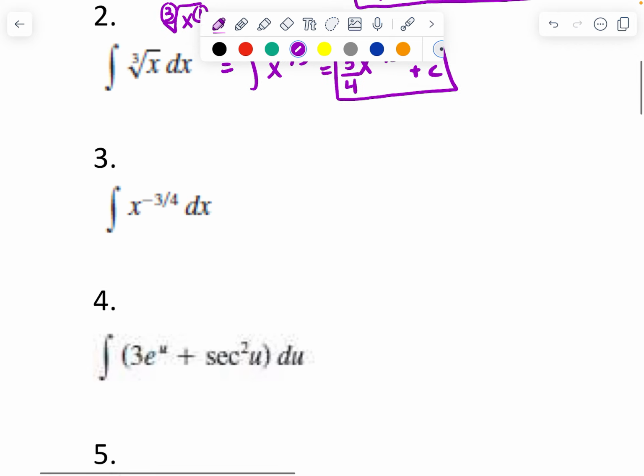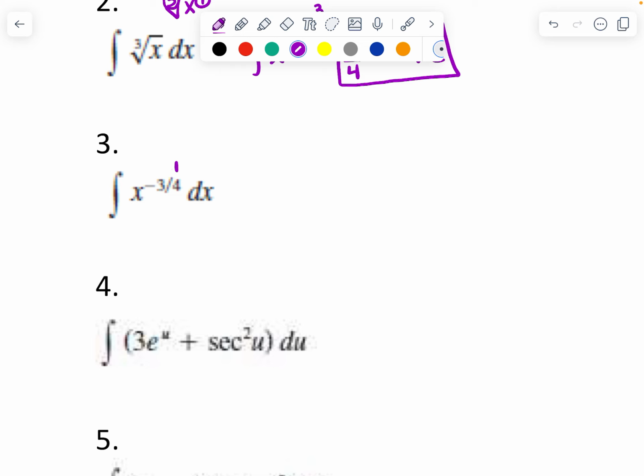Okay, number 3, very similar. We need to add 1. So adding 1 is the same as adding 4 over 4. So negative 3 over 4 plus 4 over 4 is 1 over 4. Then when we divide by 1 over 4, that is the same as multiplying by the reciprocal, which is 4. And then don't forget your plus c.